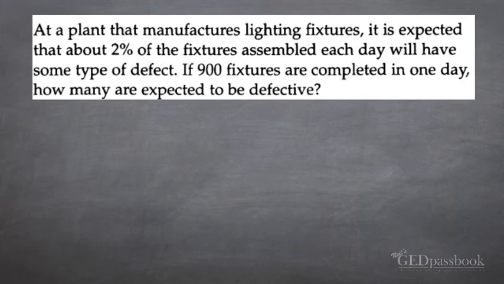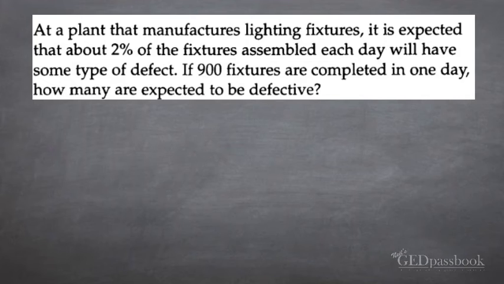At a plant that manufactures lighting fixtures, it is expected that about 2% of the fixtures assembled each day will have some type of defect. If 900 fixtures are completed in one day, how many are expected to be defective? So, just like proportions, one number is missing. That's your X. It's your job to arrange it in its designated spots so that we can use proportions to solve.